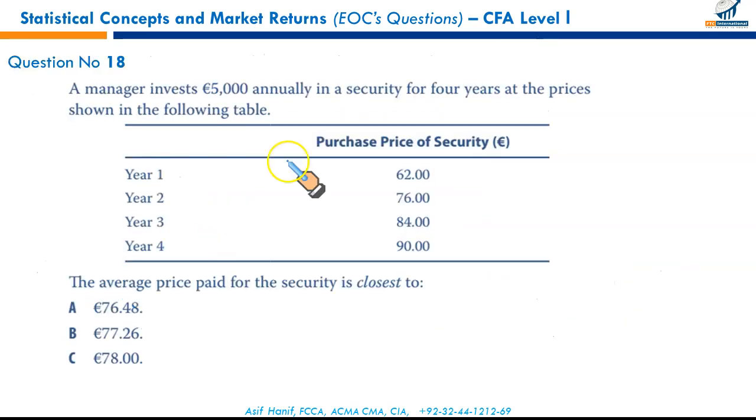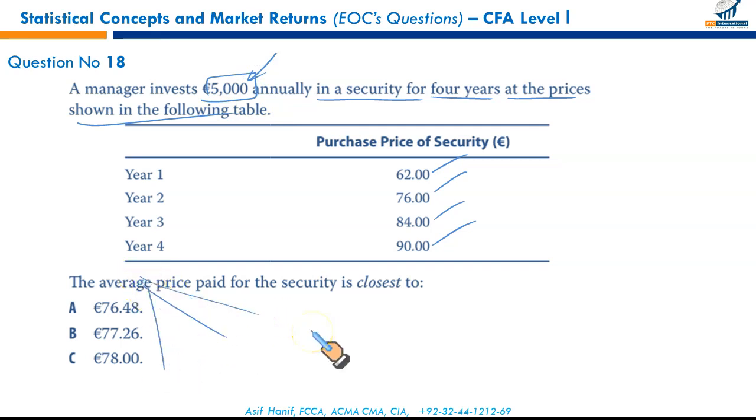A manager invests $5,000 annually in a security for 4 years at the following prices. These are the different prices at which he invested $5,000 every year. Average price. Now we have three possibilities: geometric mean, arithmetic mean, or harmonic mean. We studied that if you need to calculate the prices or returns over an extended period in order to calculate the annualized rate for a period of 5 or 10 years, you use geometric mean.